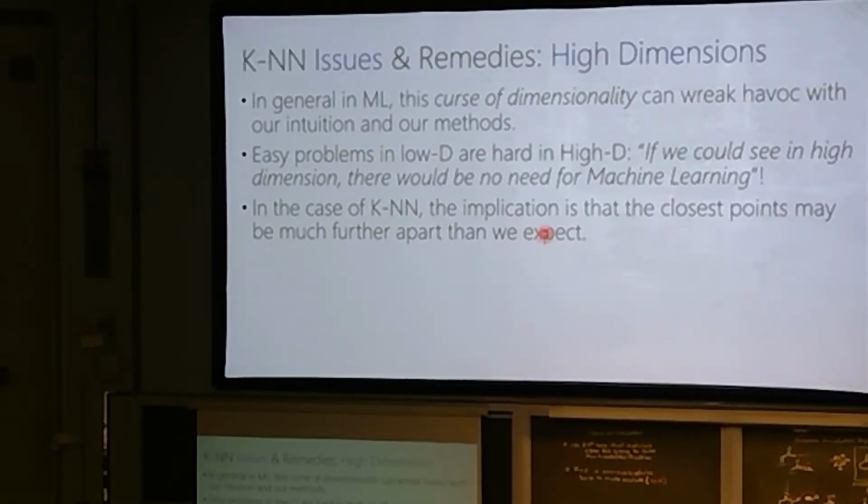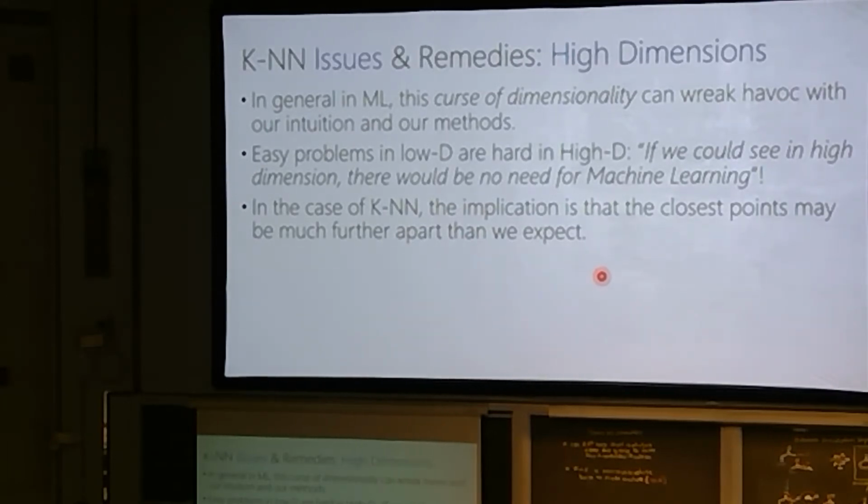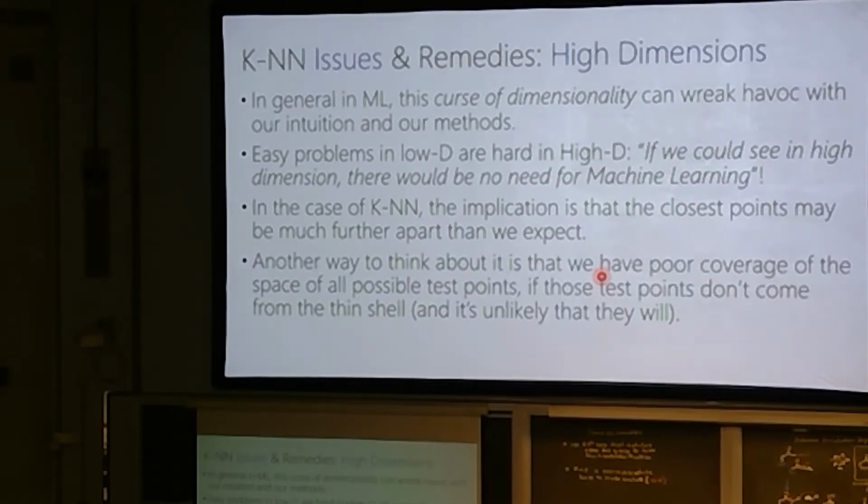And so the implication for k-nearest neighbors is the closest points might be much farther apart than we expect, and the closest and the farthest points can somehow almost be similar. So very weird things happen, and if you run this in very high dimensions, odds are that it's going to work very badly. Another way you can think about this is that you're going to have poor coverage of the space of all possible test points if those points don't come from that region right inside that thin shell.